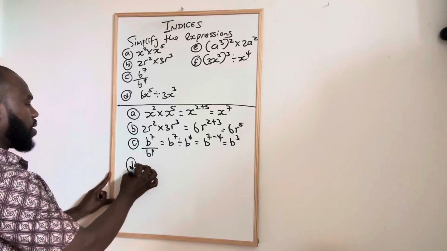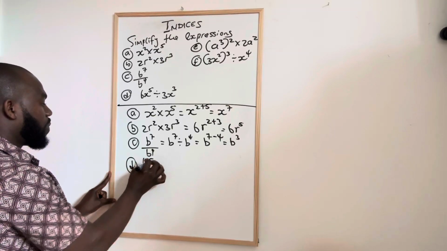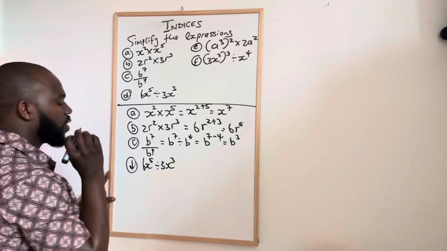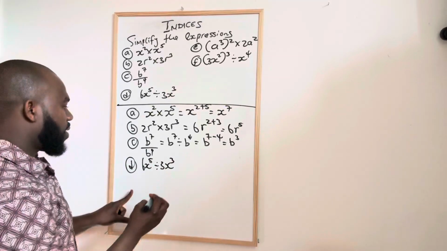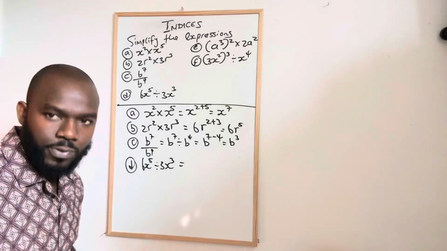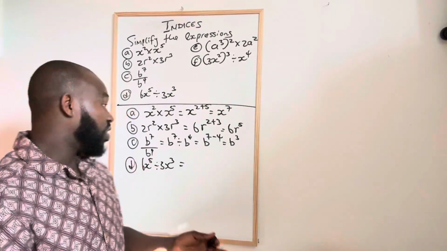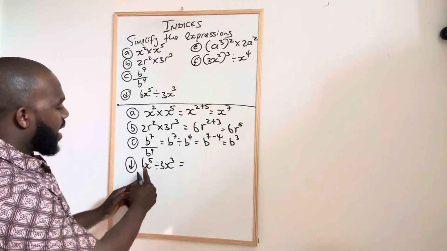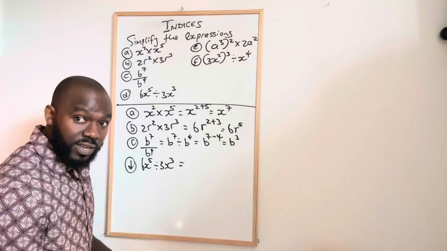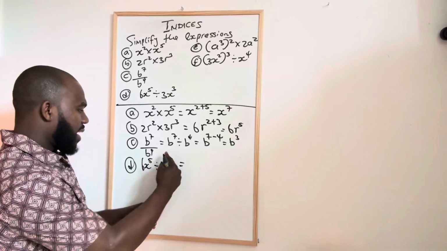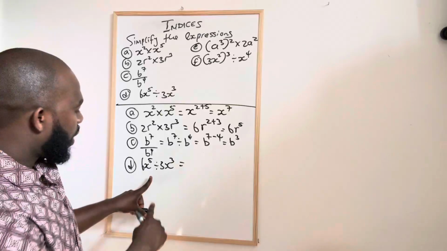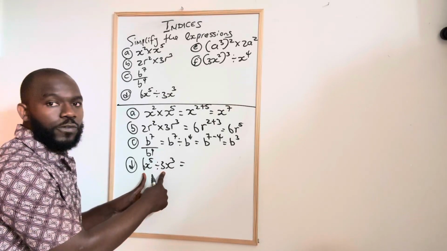Question D says 6x raised to the power of 5 divided by 3x raised to the power of 3. Again, let us see how we can solve this problem. In this question, it is just like question number 2, which has coefficients. Here, x raised to the power of 5 is carrying 6 as a coefficient, and then x raised to the power of 3 is carrying 3 as a coefficient. So what are we going to do? We are going to divide the coefficients first.